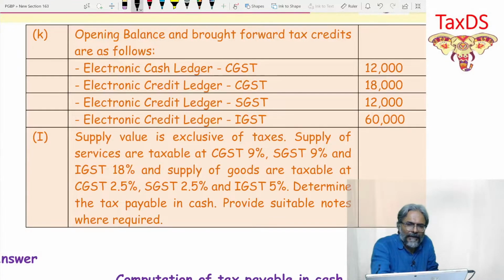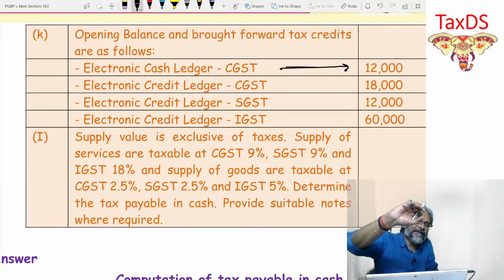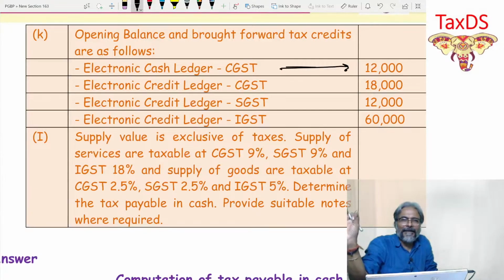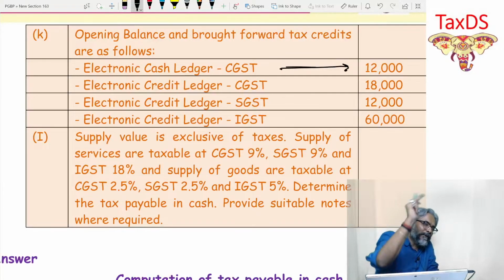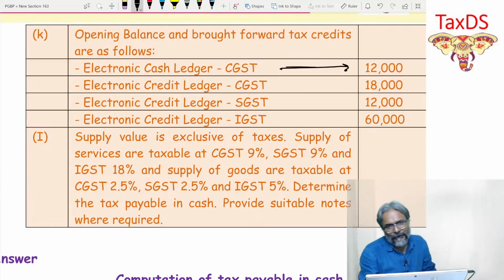Now, students, electronic cash ledger which has been given to you, CGST. Although this question is not of that type, you remember, students, I taught you that if there is already a deposit in the major head and minor head, and you would want to make the payment for some other particular head, then can you use that amount from the electronic cash ledger balance? The answer is yes. But in this question, unfortunately, that concept is not tested.